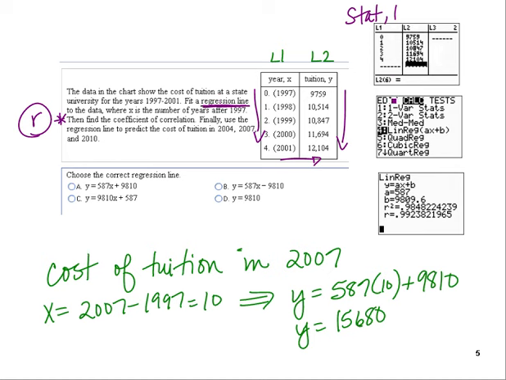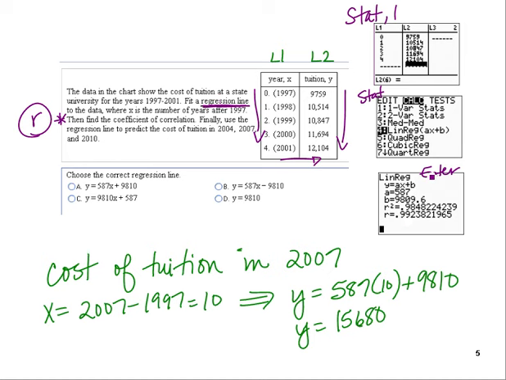Once I do that, then I go back to the Stat menu, and I go over to Calculate and choose number 4. And then I would see LinReg appear, and then I'm going to press Enter. And when I press Enter, it gives me this information.